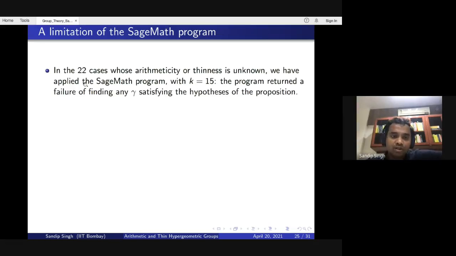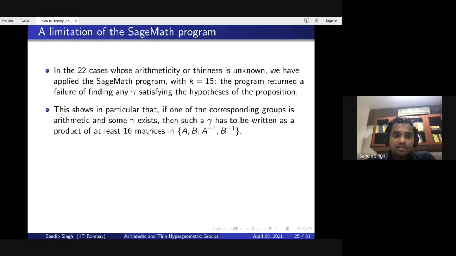So in those 22 unknown cases, 18 cases we already know the arithmeticity. For the other 22 cases, we don't have any idea about arithmeticity or thinness. In those cases, up to k equal to 15, we are not able to find any such gamma.